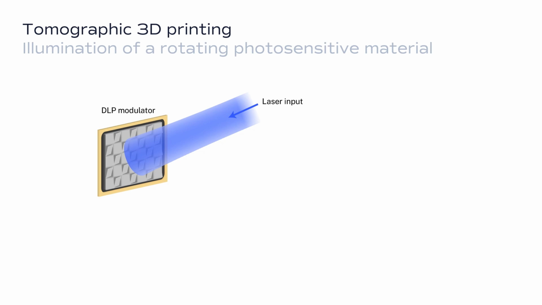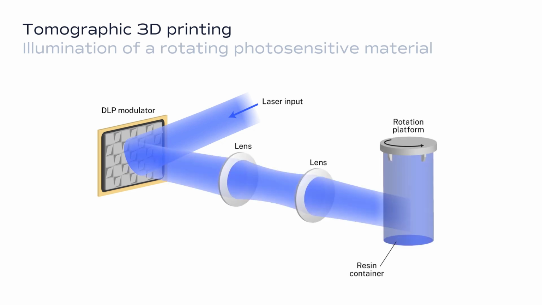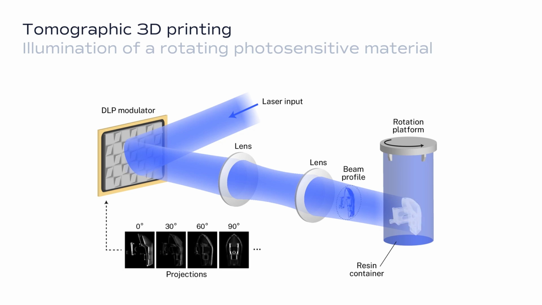A light beam is modulated by a projector chip and directed to a rotating volume of photosensitive material. Light projections are then sent into this volume, and the object is formed. This new process is extremely rapid and opens up use cases that were previously out of reach from conventional printers.